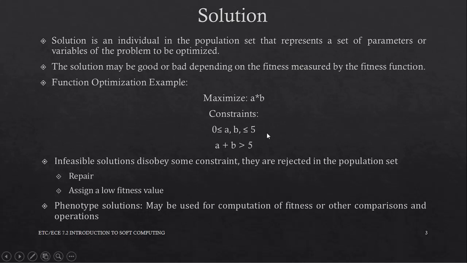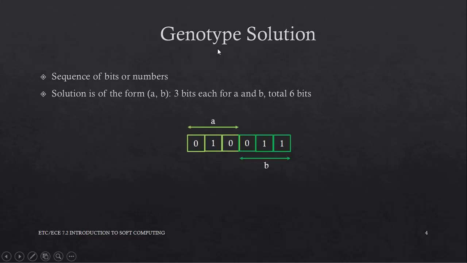So far, we have represented the solution in a very easy to understand format. This type of solution that we have considered now is known as the phenotype solution. We can observe it. This may be used for computation of fitness, or other comparisons and operations. The genetic algorithm, however, requires a different representation of the solution. In this case, it is called the genotype solution.